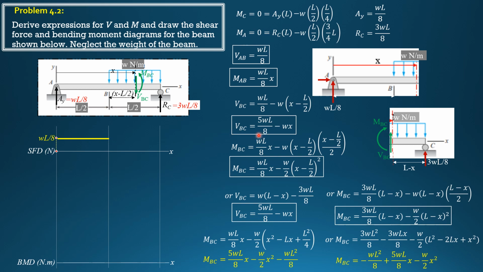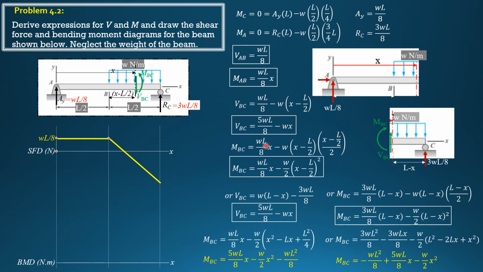Then for portion BC, there are only two segments. BC is defined from L over 2 to L. So when X is L over 2, 5/8 WL minus W times L over 2, that's still 1/8 of WL. That's why we have constant here. Then when X is L, 5/8 WL minus WL is negative 3/8 WL. And remember, this is a straight line with negative slope, negative W, so sloping downward. That's why when X is L, this is negative 3/8 WL.